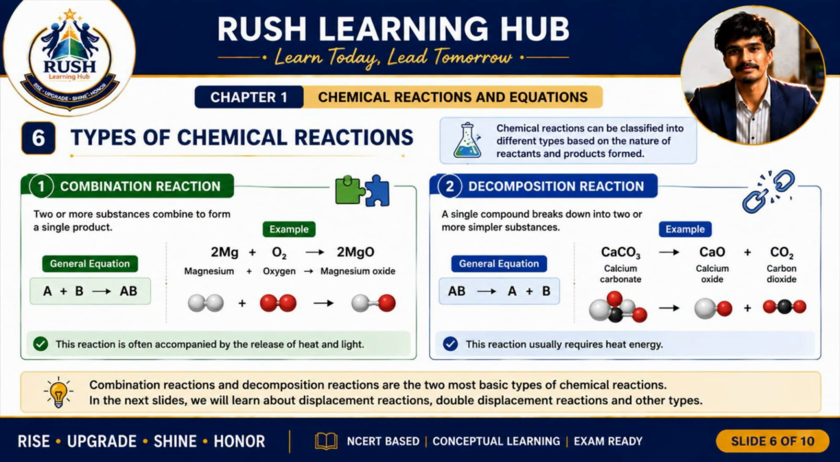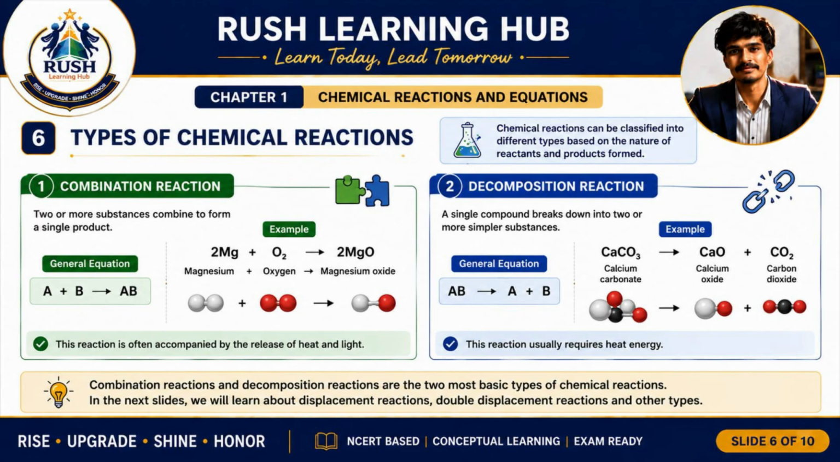Now let's study the first 2 major types of chemical reactions: combination reactions and decomposition reactions. A combination reaction occurs when 2 or more substances combine to form a single product. The general form of a combination reaction is A plus B gives AB. One common example is the burning of magnesium in oxygen. 2 magnesium atoms react with oxygen to form magnesium oxide. This reaction releases heat and bright white light, making it an exothermic reaction.